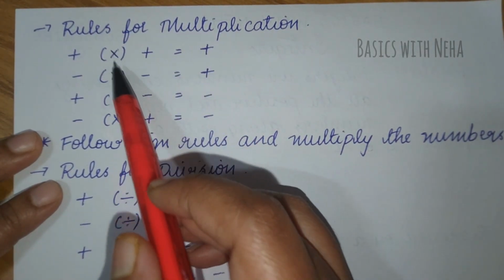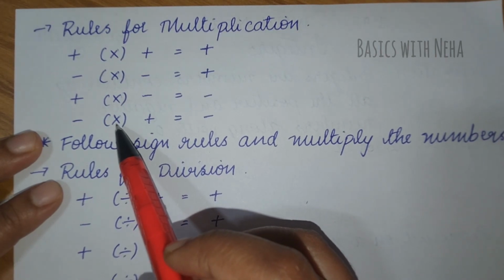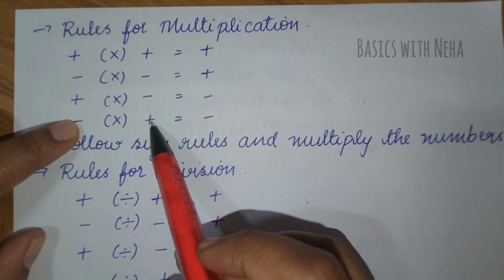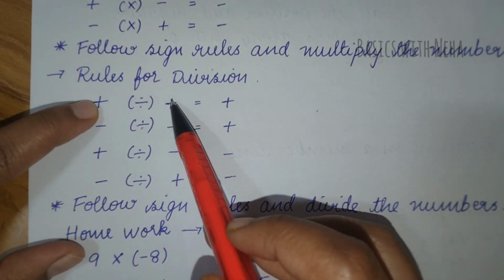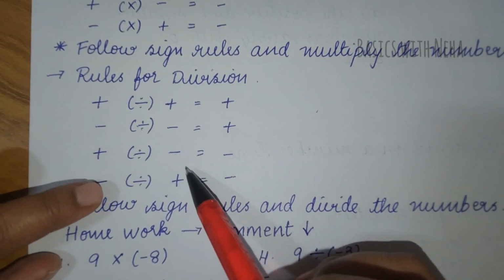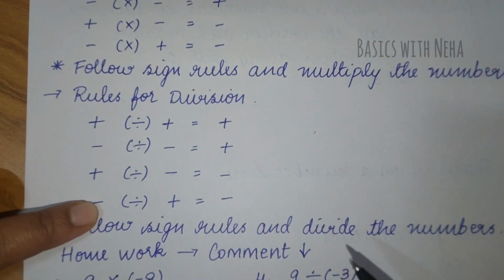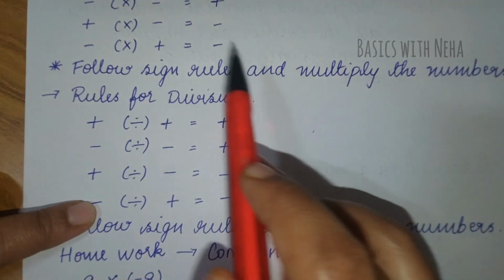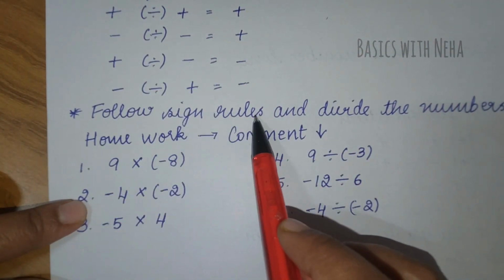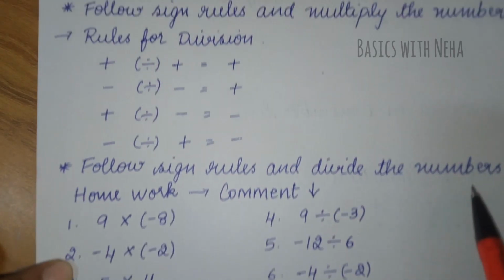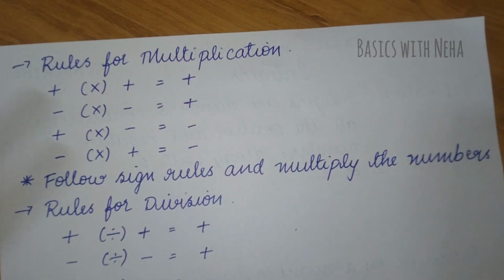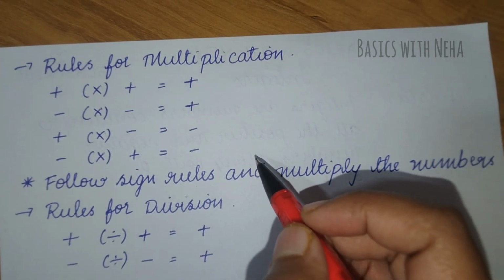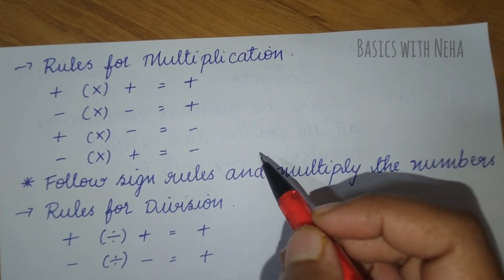So here I've just put the multiplication sign in between, but everything remains the same. Plus plus, minus minus, plus minus, minus plus. And for division also it's the same. Plus plus, minus minus, plus minus, minus plus. So in multiplication and division, we have to follow sign rules and multiply the numbers for multiplication, and divide the numbers for division. It's very simple. So we have to just follow the signs, that's all. And we are doing the normal multiplication and division.